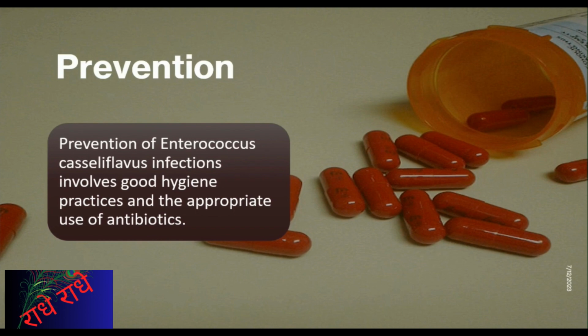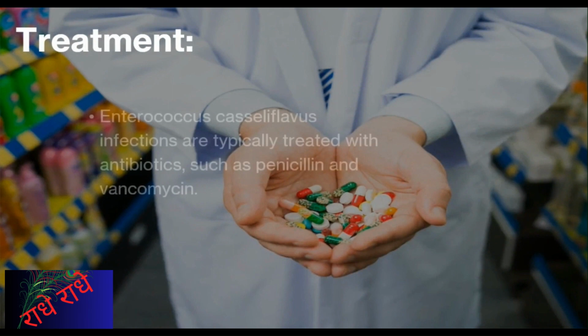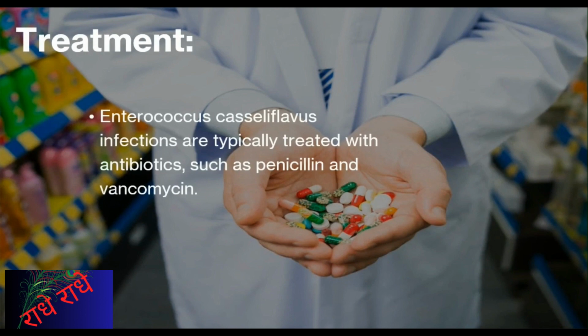Appropriate use of antibiotics includes making sure the right drug is selected for the infection, following the instructions provided by a healthcare professional for the correct dosage and duration of treatment. Treatment of Enterococcus casseliflavus infection typically involves antibiotics. Penicillin and vancomycin are typically used for this type of infection. However, it is important to note that these infections may require a specific antibiotic and may not respond to generic antibiotics.